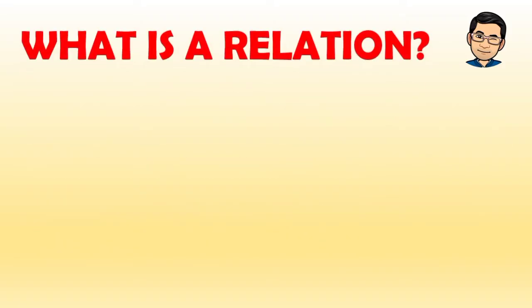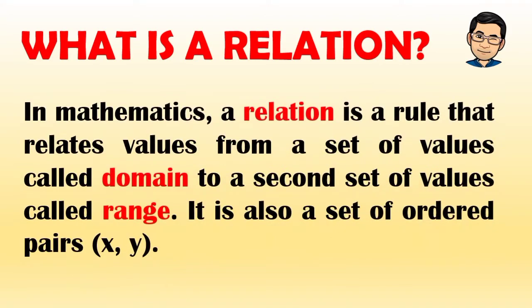Now, what is a relation? So, relation in mathematics is a rule that relates values from a set of values called domain to a second set of values called range. It is also a set of ordered pairs (x, y). So para maintindihan nyo kung anong ibig sabihin ng domain, ito yung mga x values. And then yung range naman, yung mga y values. So ibang katawagan din sa domain and range: domain is input and then range is the output.